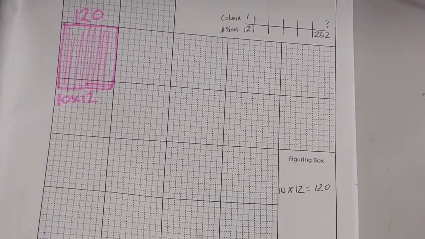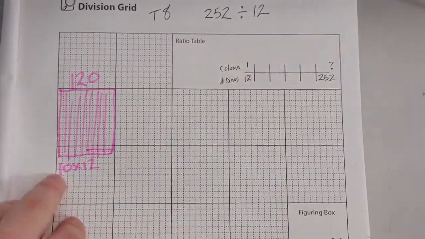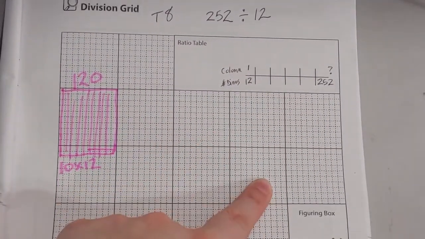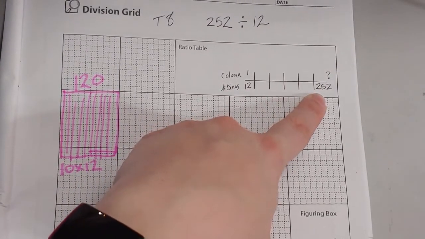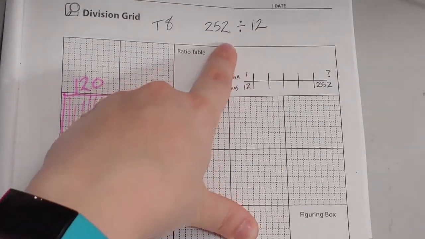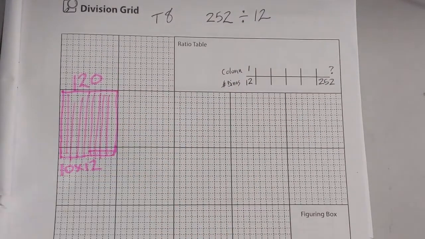So I want you to pause here and use whatever strategy you want. If you want to draw it out, fantastic. If you want to use the ratio table, super. But solve this problem and then push play and we'll see what you did.